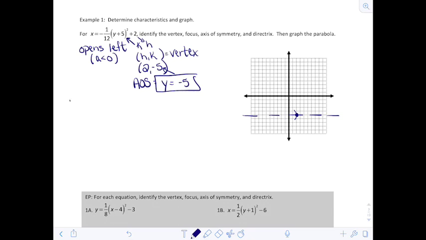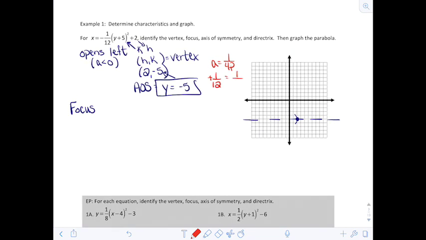Now, identify the focus. Well, the focus is going to be somewhere on that axis of symmetry to the left of the vertex. I know that I have this formula, a equals 1 over 4p. In my equation, a is negative 1/12. Now again, it's a distance, so I really don't even need to worry about a being negative. It's just 1/12, and that equals 1 over 4p. When I cross multiply, 4p equals 12, and p equals 3.